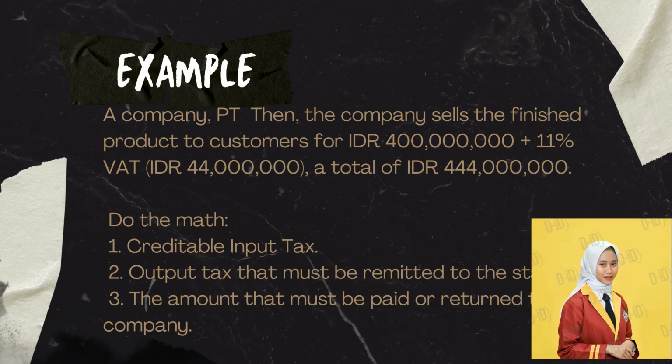Example: a company, PT, sells the finished product to customers for IDR 400 million plus 11% VAT, IDR 44 million, a total of IDR 444 million. Do the math. 1. Creditable input tax. 2. Output tax that must be remitted to the state. 3. The amount that must be paid or returned to the company.